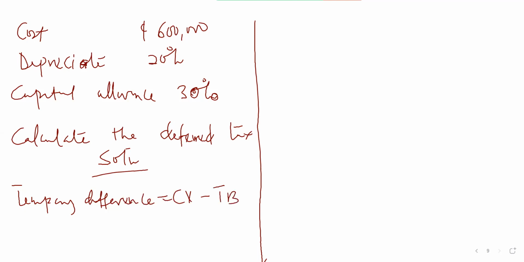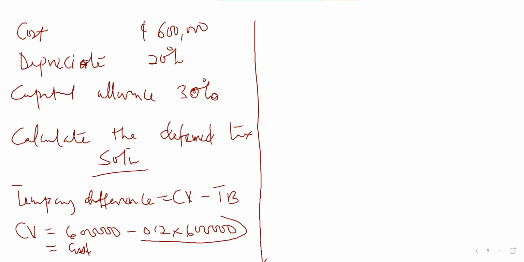So let's now calculate our carrying value. Can we say the carrying value is 600,000 minus 0.2 times 600,000? Yes, sir. The depreciation is this amount. So if you subtract the depreciation from that figure, you get that. That will give us how much?